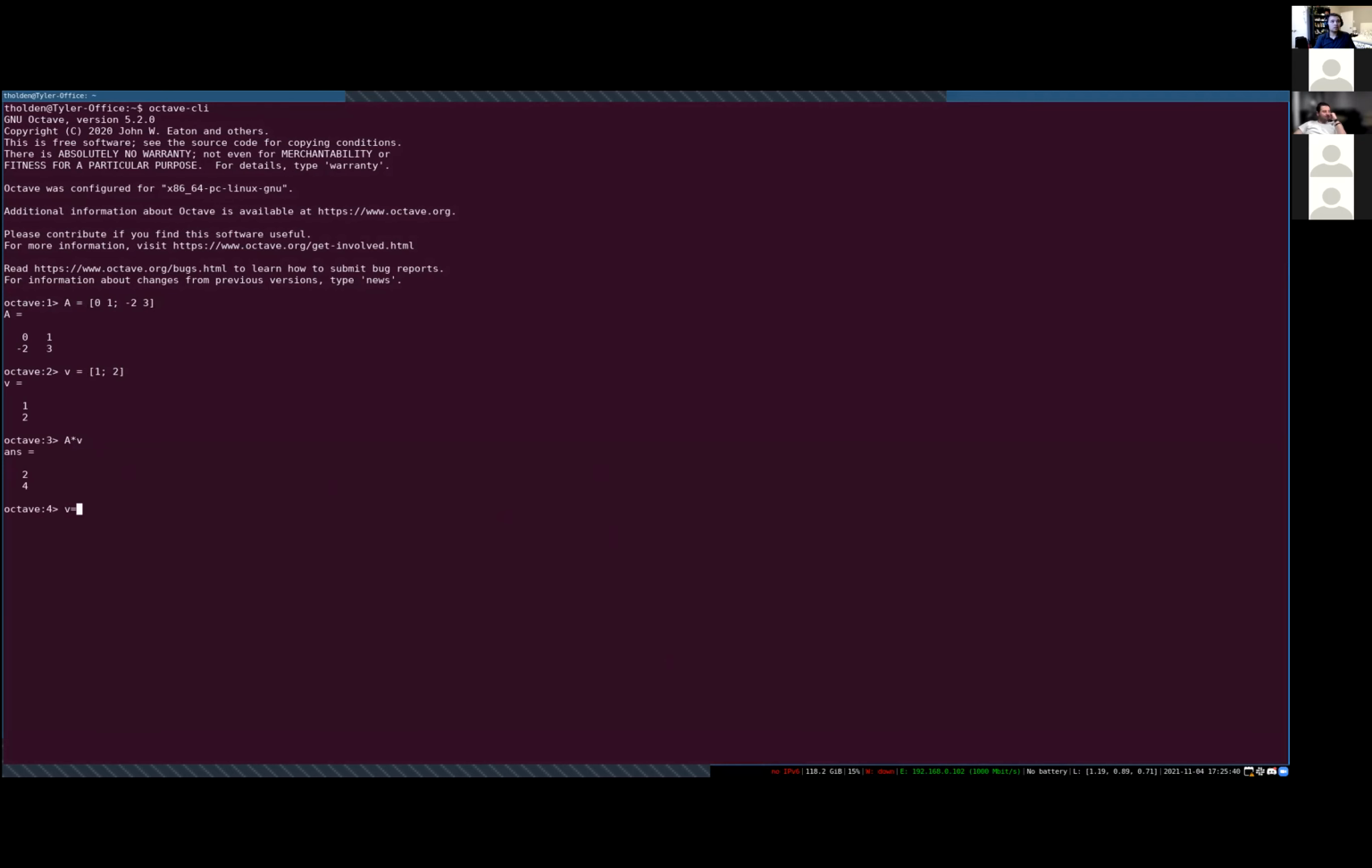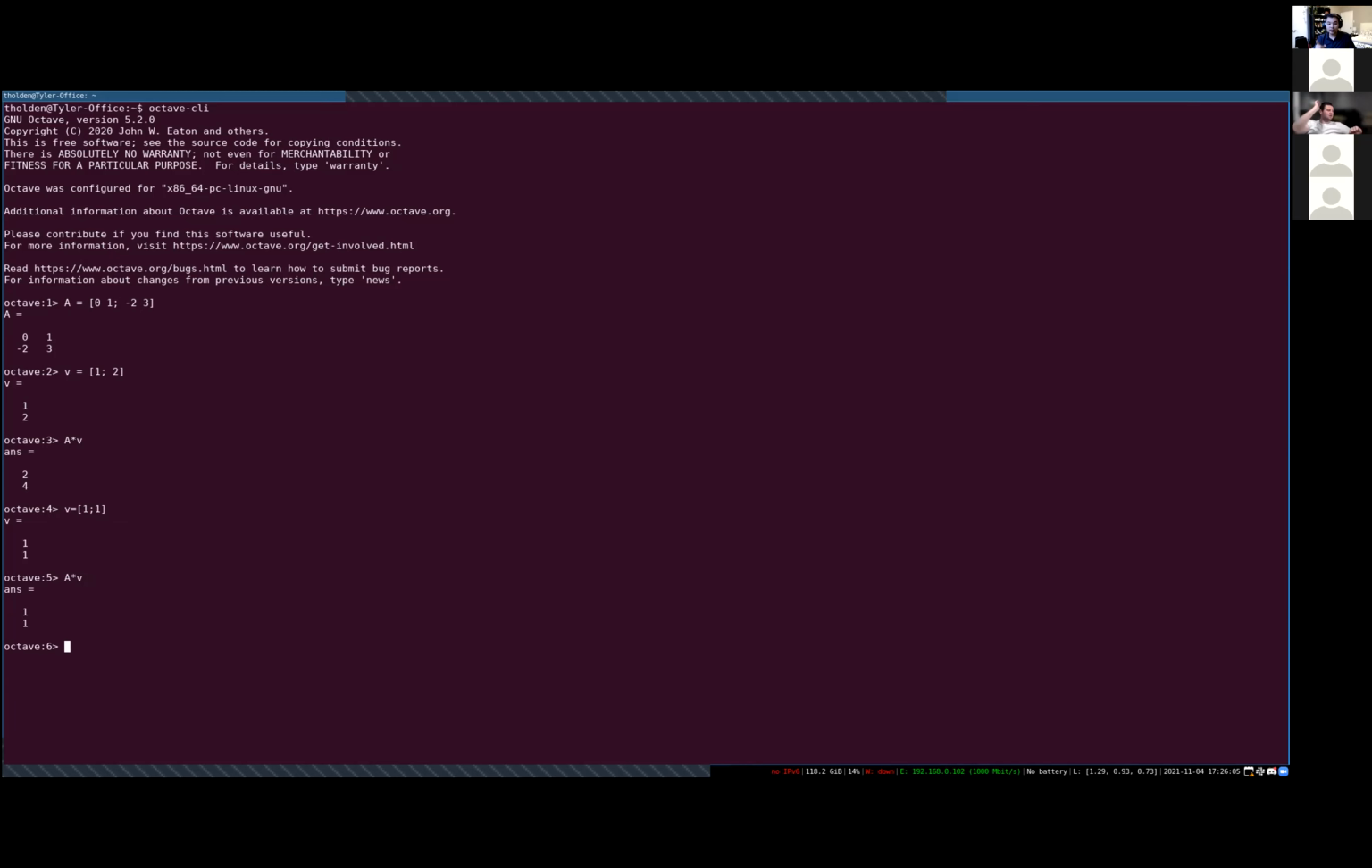Okay, let's do V equals 1, 1, right? Now let's see what happens when we multiply A times V. Ooh, what? Is 1, 1? Oh man, 1, 1 is also actually an eigenvector. Oh, no, but it's an eigenvector with eigenvalue 1. Do you see this? Does everyone see this? AV is equal to V here. Do you all agree?